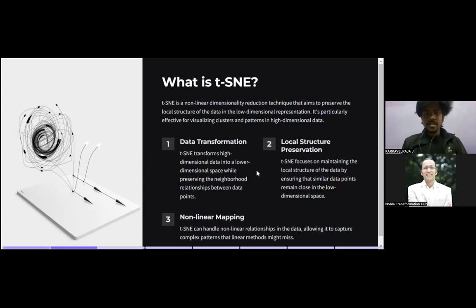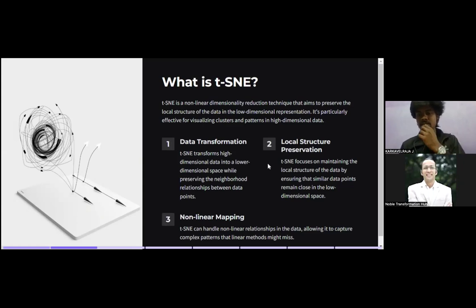Data transformation. tSNE transforms high dimensional data into a lower dimensional space while preserving the neighborhood relationship between the data points. So it's not just that tSNE will reduce the dimension, it is also able to preserve the relationship between the data points. It is not like we have 100-dimensional data and move it to 2 dimensions so that we only keep 2-dimensional neighborhoods. No, it will preserve all the 100-dimensional neighborhoods. That's a major advantage of tSNE.